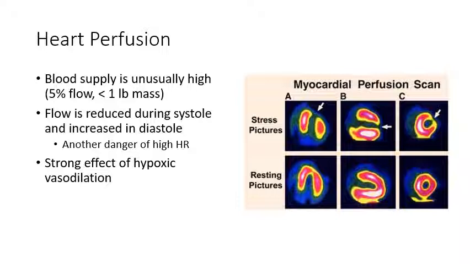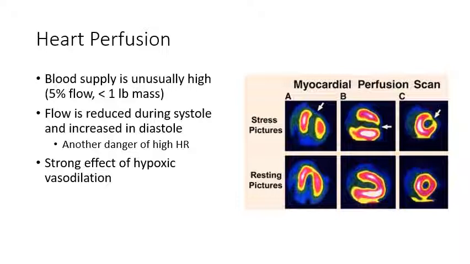So this can actually be one more danger of having a really high heart rate, in addition to the possibility of your ventricles not filling all the way before the next systole. Since your heart doesn't receive as much flow during systole, if you're having a rapid heart rate with frequent systoles, you might not have enough blood flow to your heart, or at least you're going to have a reduced blood flow to your heart compared to normal. Yet at that same time, you have a greater oxygen demand of the heart because it's contracting more. So that wouldn't really affect you unless you had an extremely high heart rate, but it is a danger potentially.